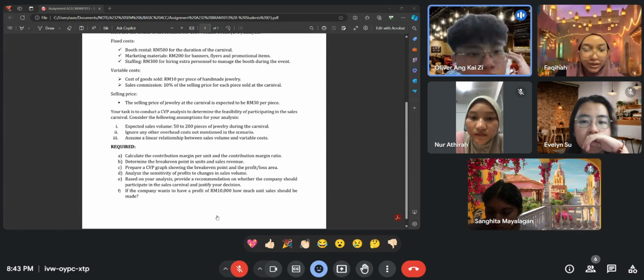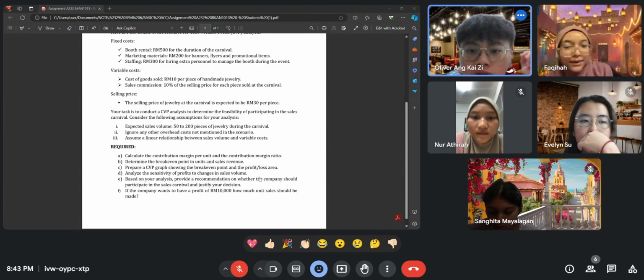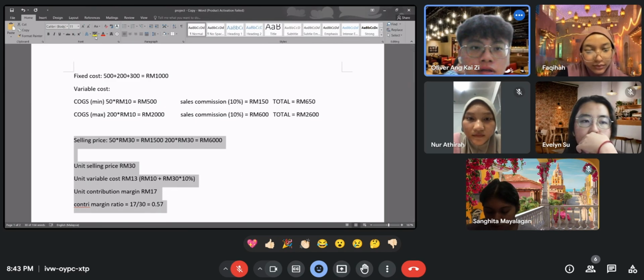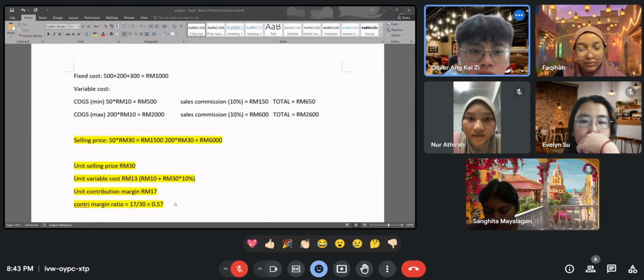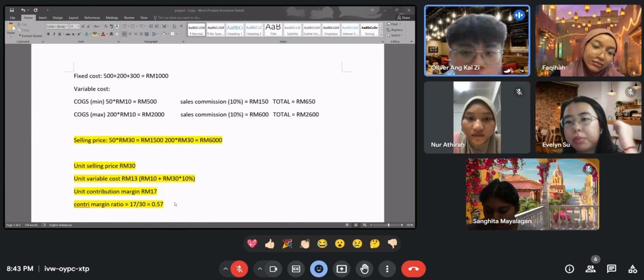I think it should, because before I do my CVP graph, I also already calculated contribution margin. Then I think I can share the screen. Yeah. So just now you said about this, right? Yeah. So our contribution margin ratio is 57%.